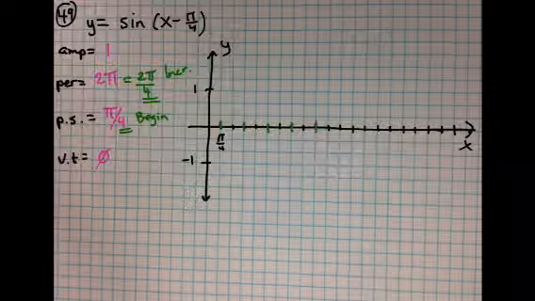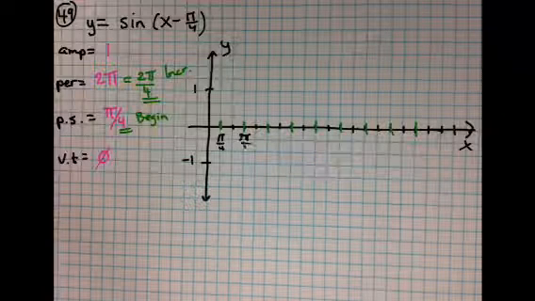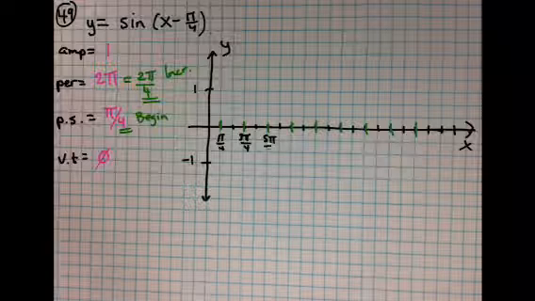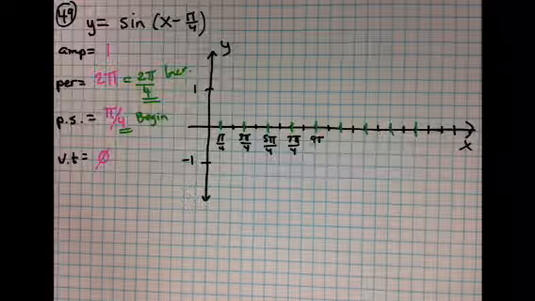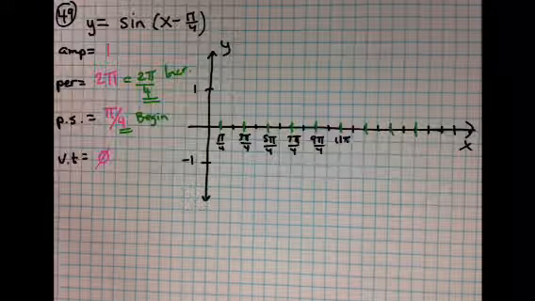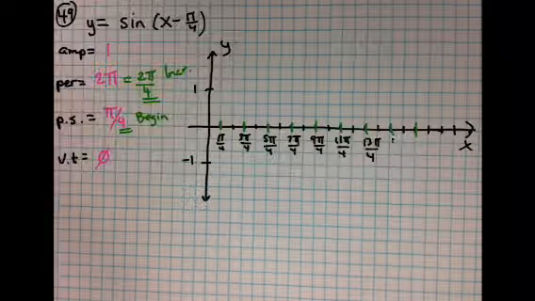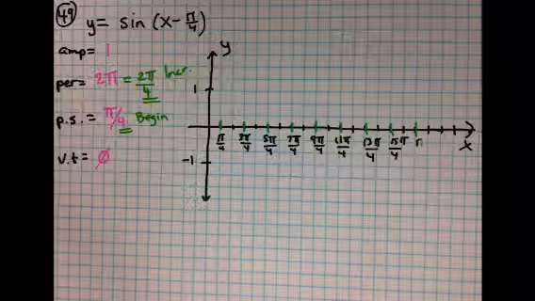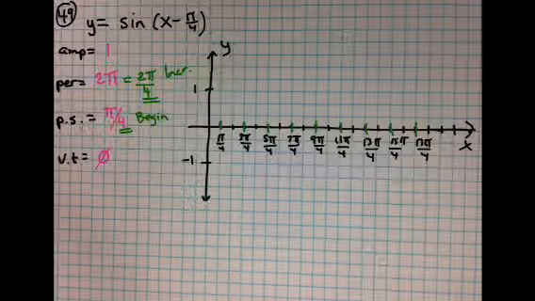Then 1, 2, 3, 4. That's the end of the second period that I'm going to draw. So let me finish labeling. This would be 1, 2, 3. 3 pi over 4, 5 pi over 4, 7 pi over 4, 9 pi over 4. All odd numbers. 11, 13, 15, and 17.